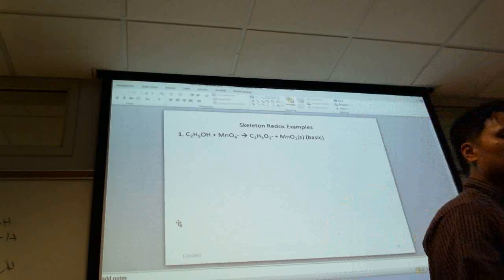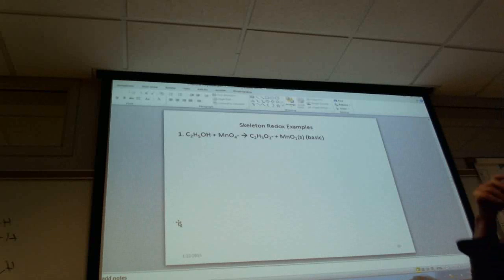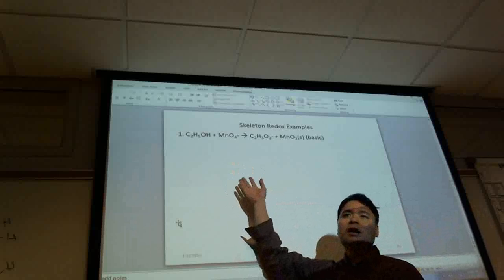And so normally when you burn ethanol, what does it form? It forms CO2 and water if you burn it in oxygen, right? Well, for example here, are we completely combusting? Are we completely oxidizing the ethanol?